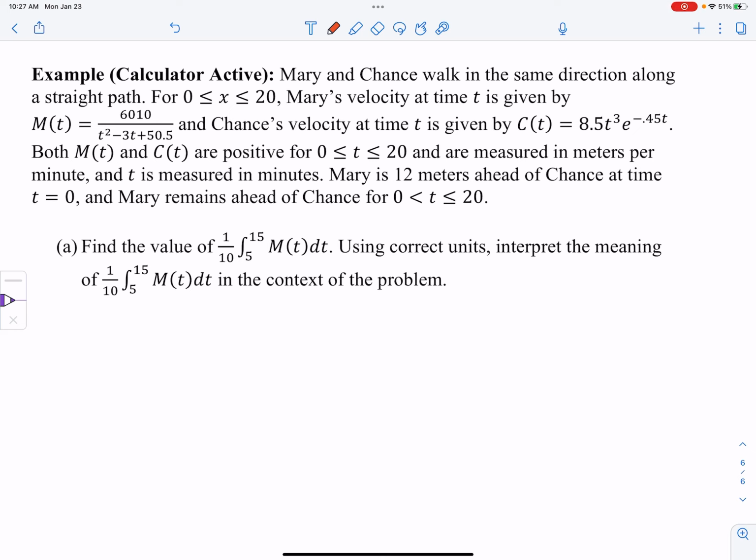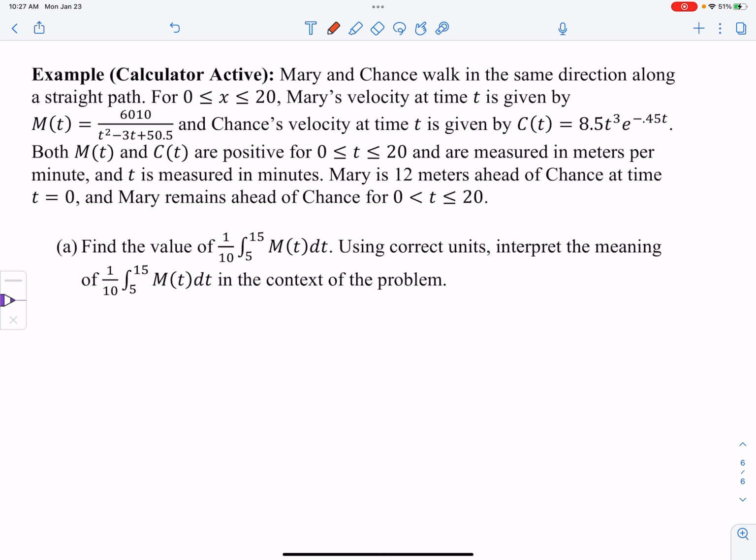Okay, Mary is 12 meters ahead of Chance at time t equals 0, and Mary remains ahead of Chance for 0 to 20. That information is going to be for the other parts of the question. Part A here is asking: find the value of 1/10 times the integral from 5 to 15 of m of t. Using correct units, interpret the meaning of that statement.